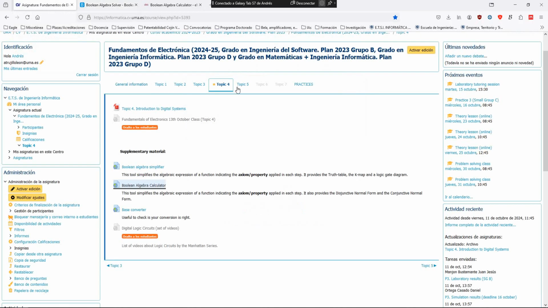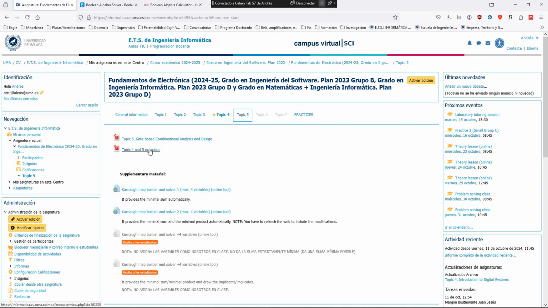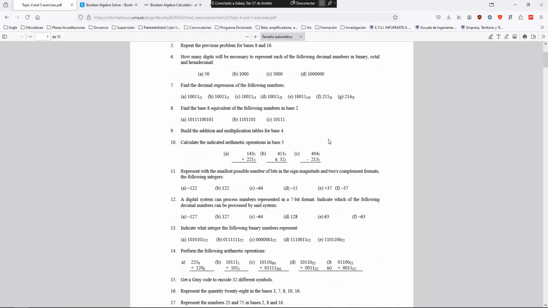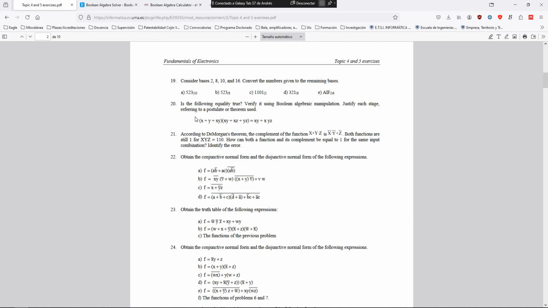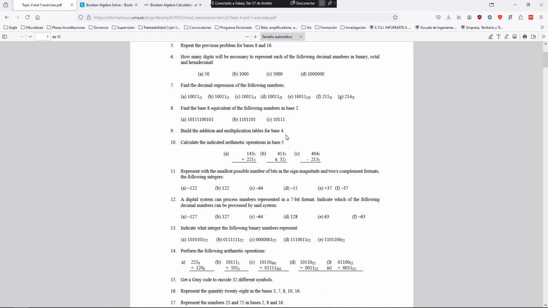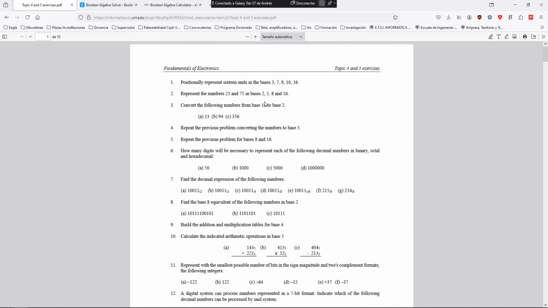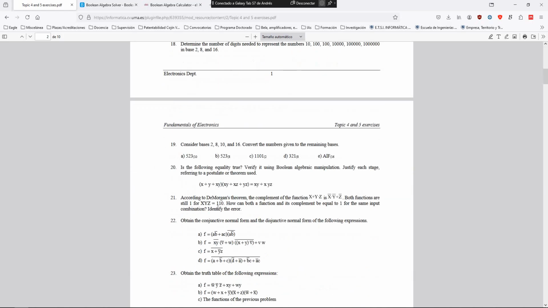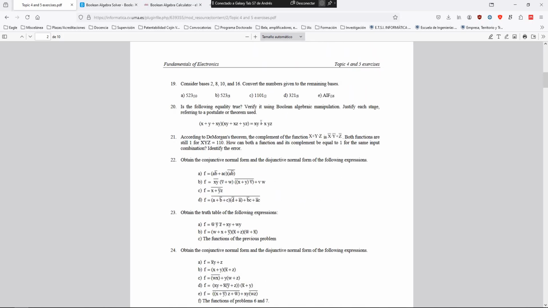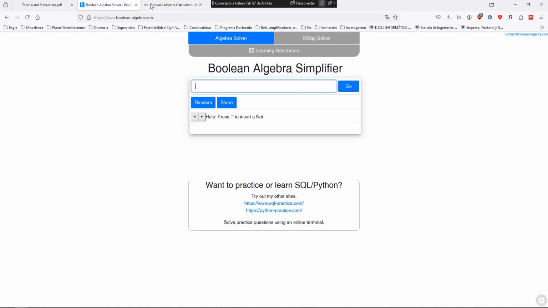You have in the topic 5 tab a list of exercises of topics 4 and 5, so you can start practicing. Don't spend a lot of time on the base conversion. It's more interesting if you center on the Boolean algebra exercises. You can check if you have the right solution using this web page. Okay?